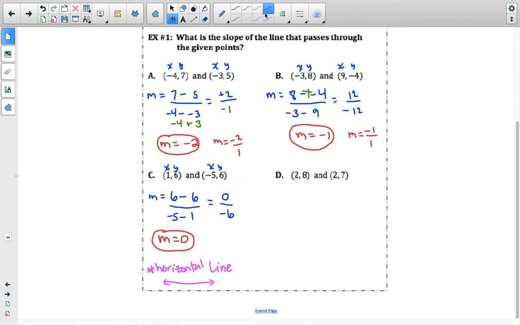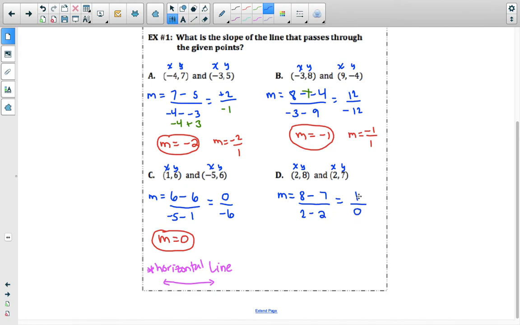On our last finding the slope, we're going to do x and y, x and y. Slope equals, so the change in y, so I'm going to use the 8 minus, and then my next y is 7. All of this is divided by, since I used the 8, I'm going to use this 2 minus the next x, which is also 2. 8 minus 7 is a positive 1, divided by 2 minus 2 is 0.